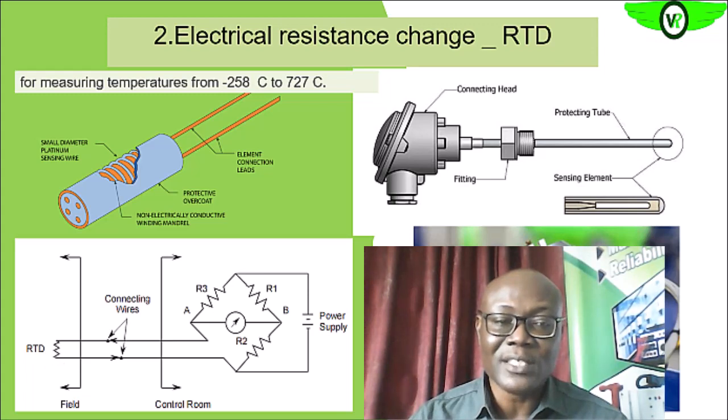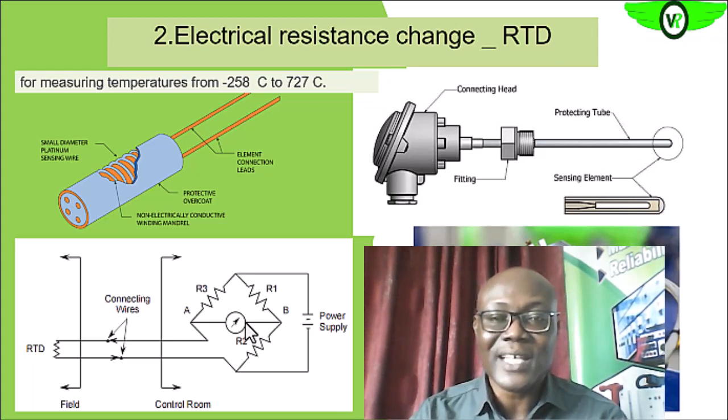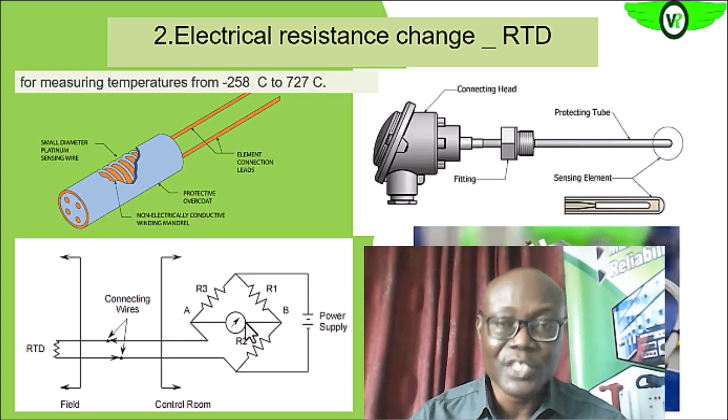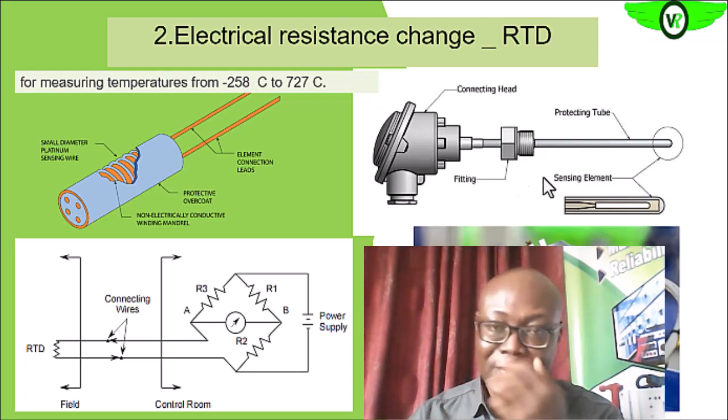So let's assume that it's a positive coefficient RTD. As the heat is increasing, the resistance will go up. So as it's going up, the balance here will be altered, and then the voltage that will be generated and come out from the Wheatstone bridge will be going up. It is now fed into a meter that has been calibrated to give us a direct temperature reading of the process. So here is the RTD.